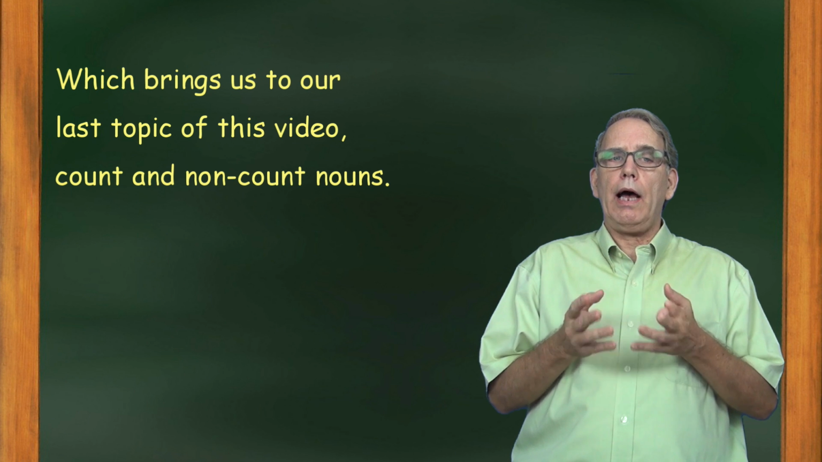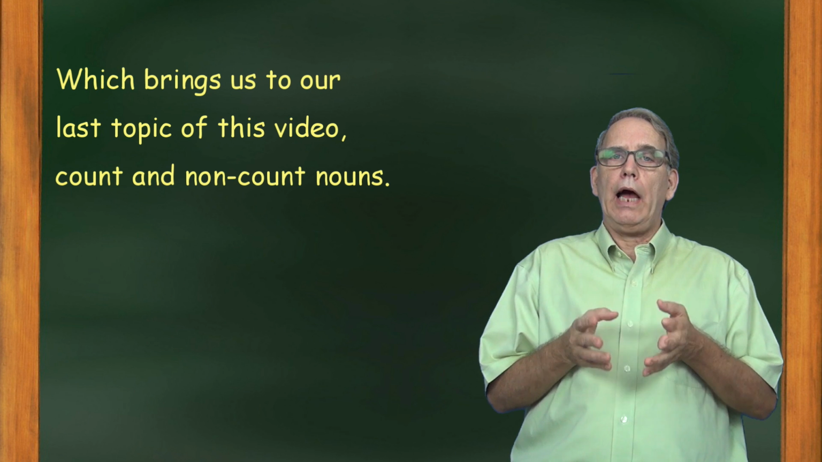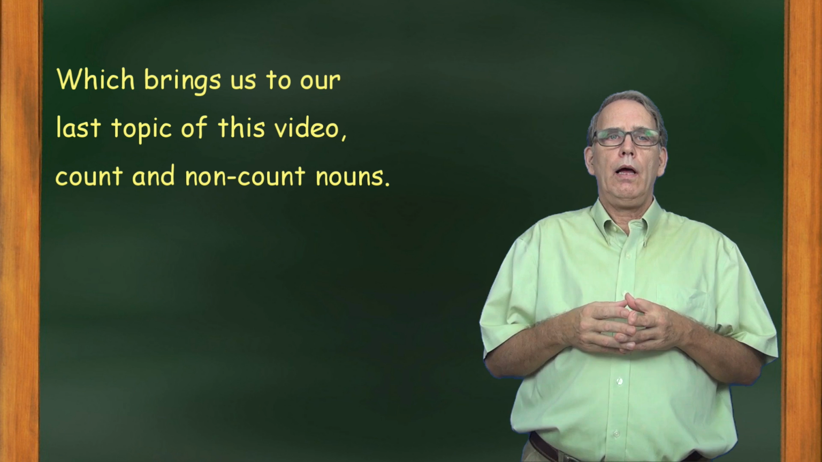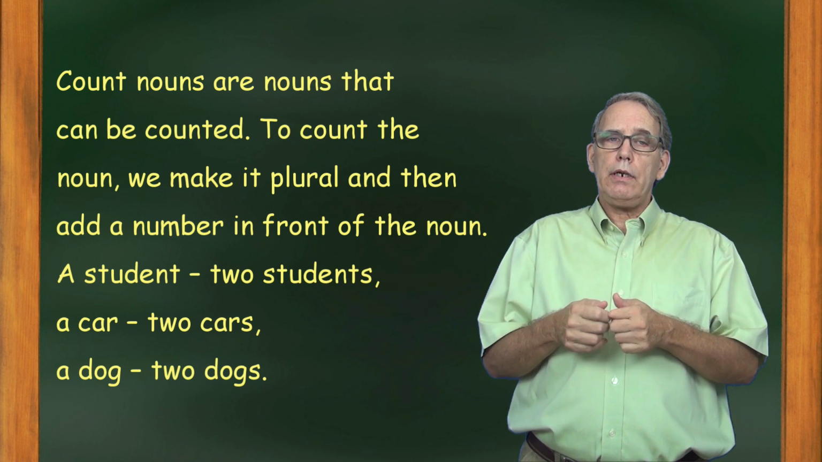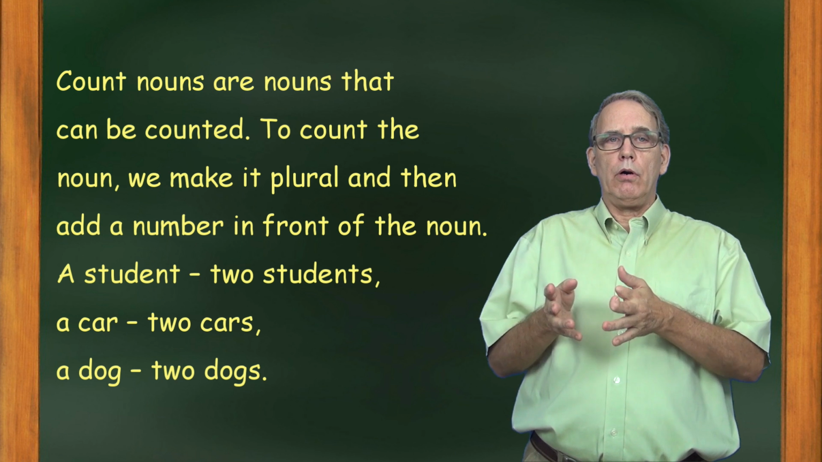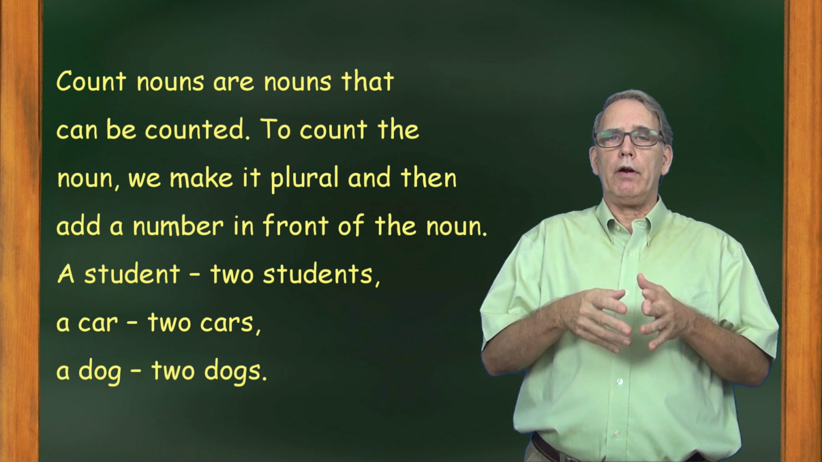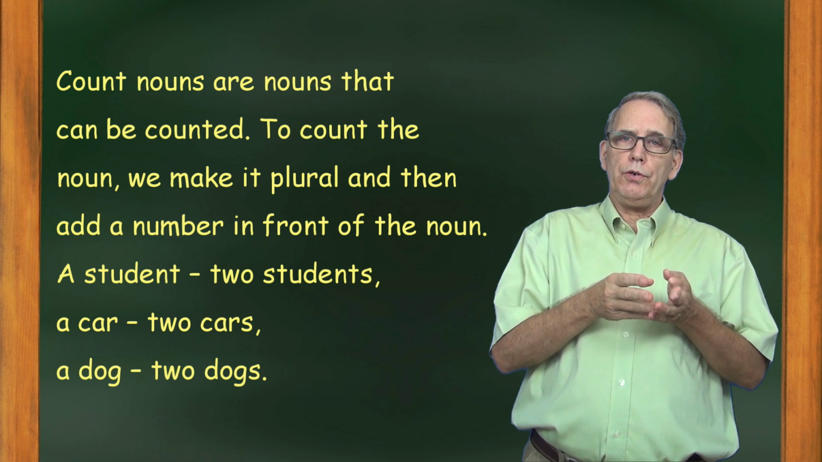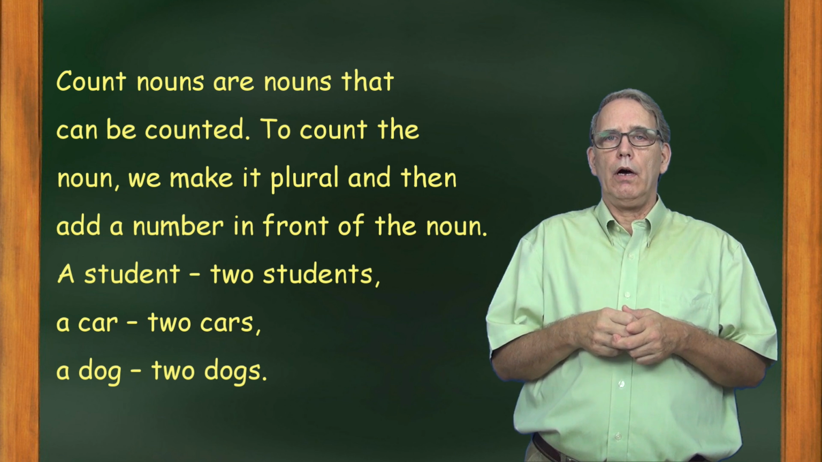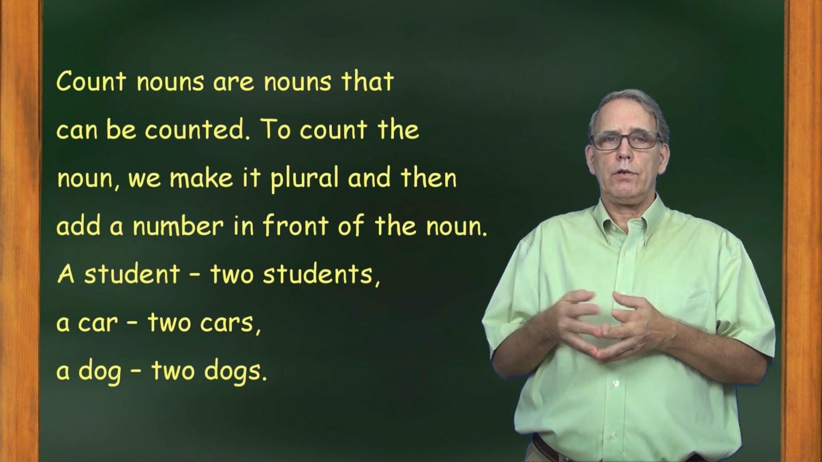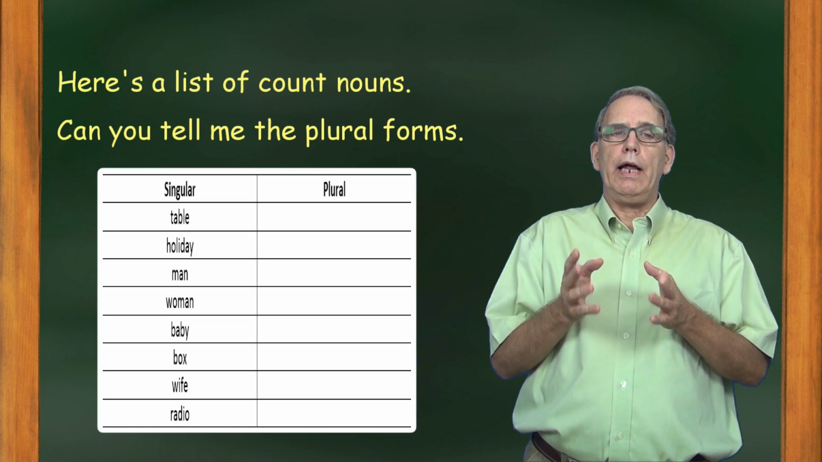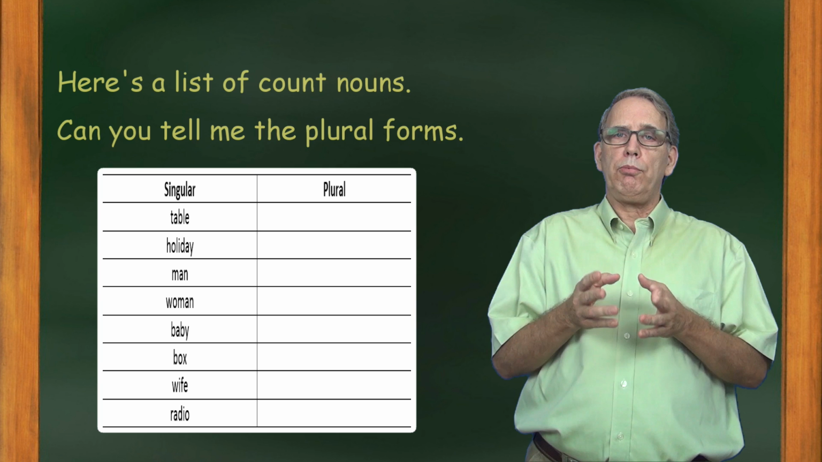Which brings us to our last topic of this video, count and non-count nouns. Count nouns are nouns that can be counted. To count the noun, we make it plural and then add a number in front of the noun. A student, two students. A car, two cars. A dog, two dogs. Here's a list of count nouns. Can you tell me the plural forms?